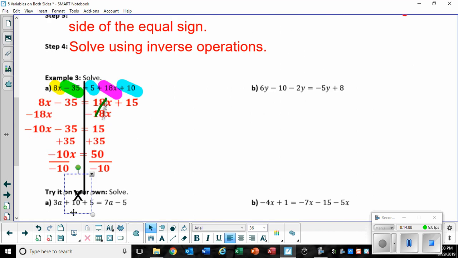I get x equals -5. Okay? And that is my answer. And I can double check it to make sure by plugging it back in.